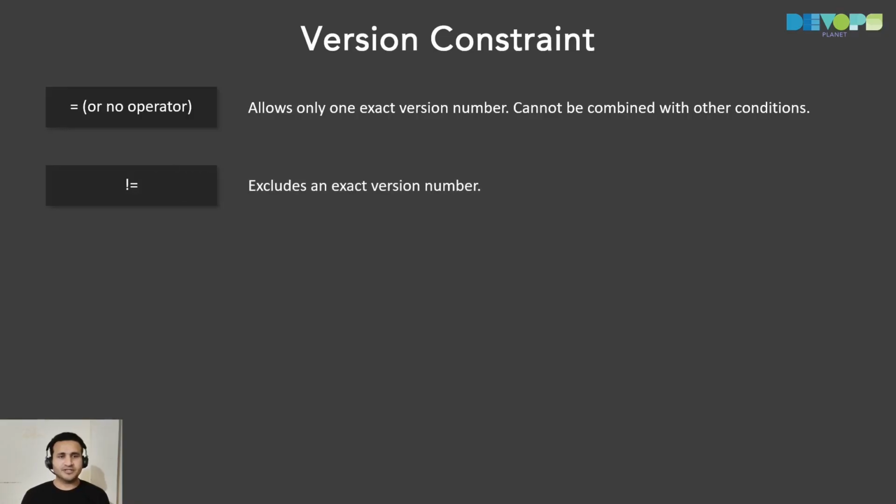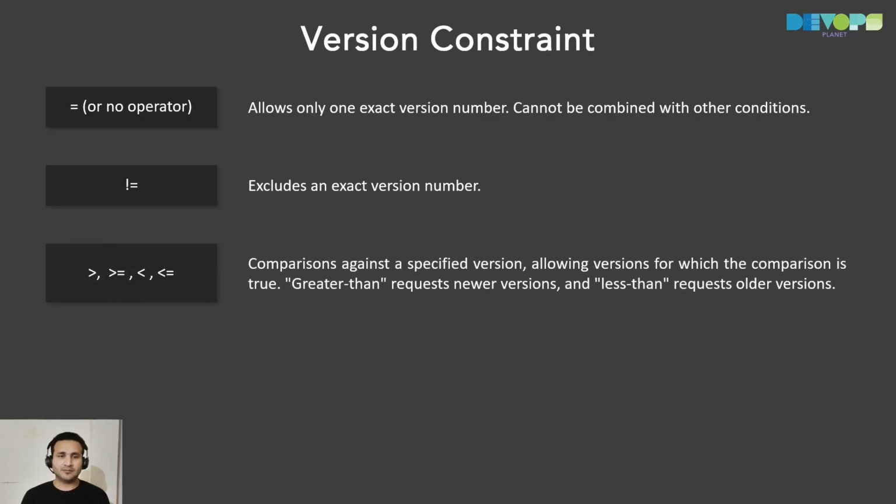Second option is the not equal to sign. So you can always exclude that exact version. There might be a possibility that a particular version is impacting your code and you don't want to use that version, and you should always use the latest one or whatever other version you want. So you can always use the not equal to sign in front of your version.